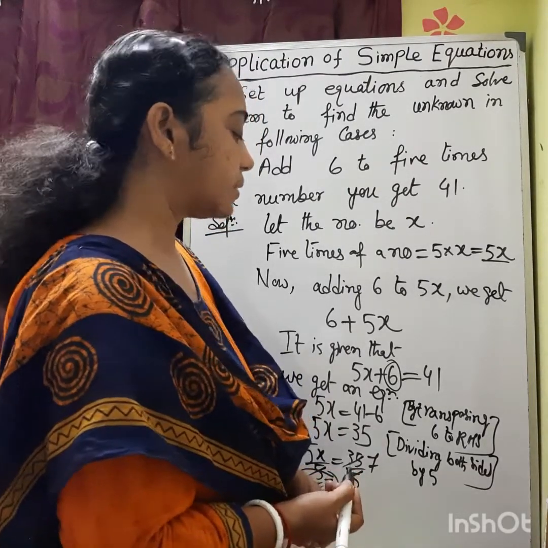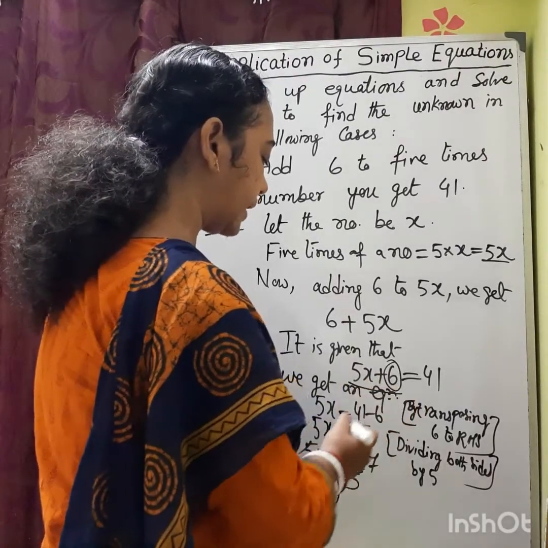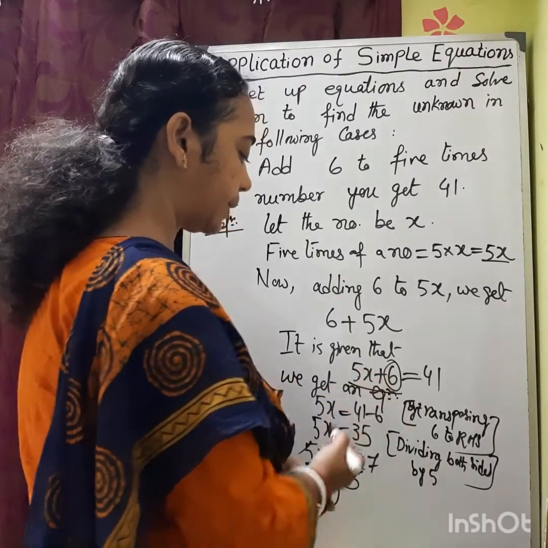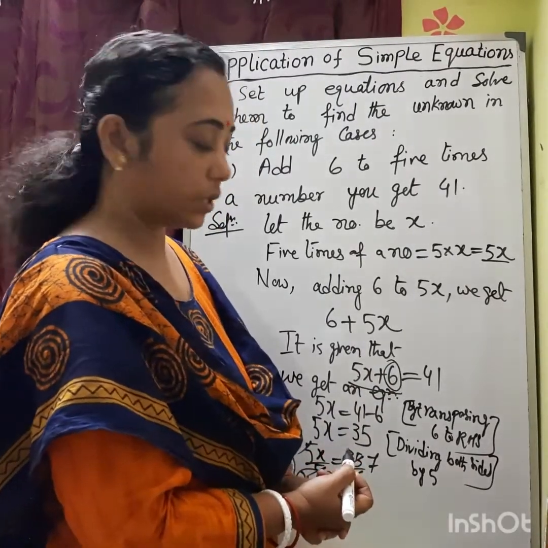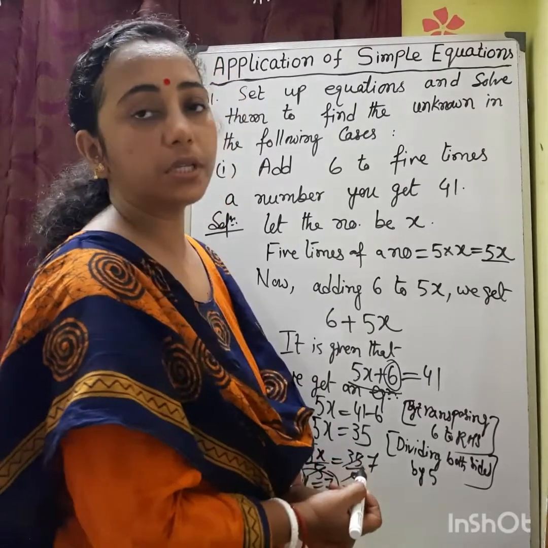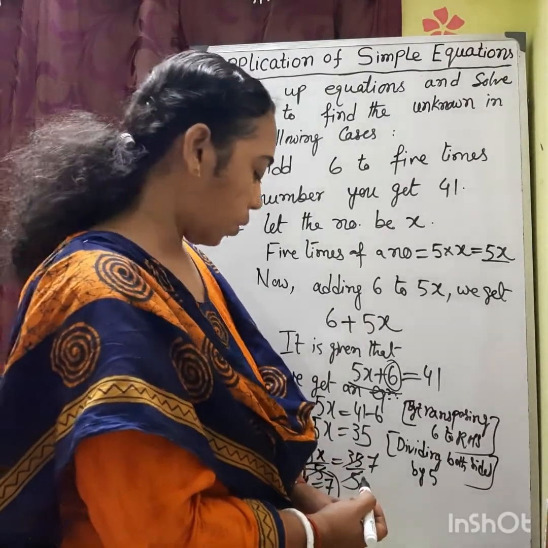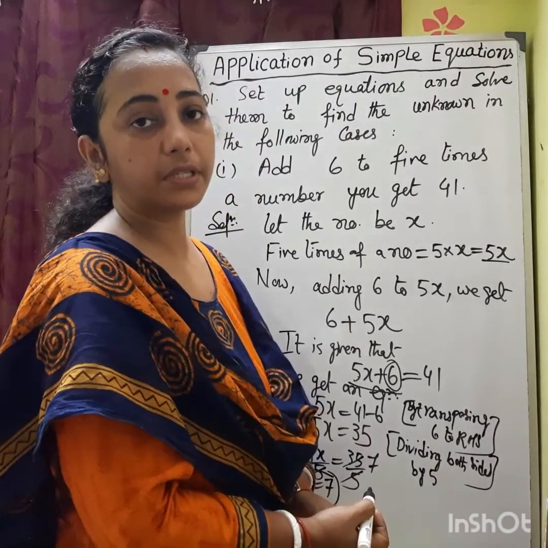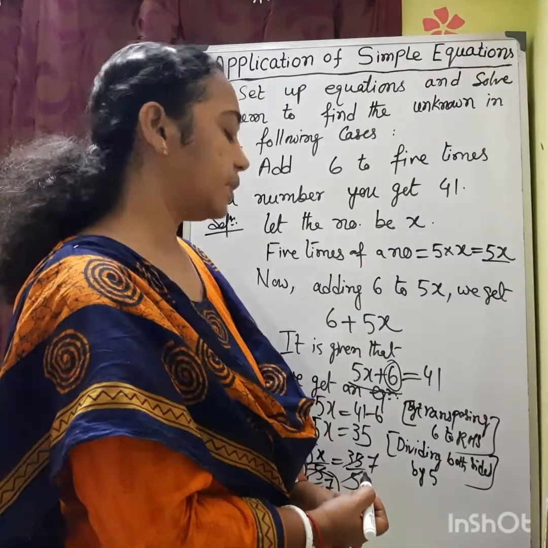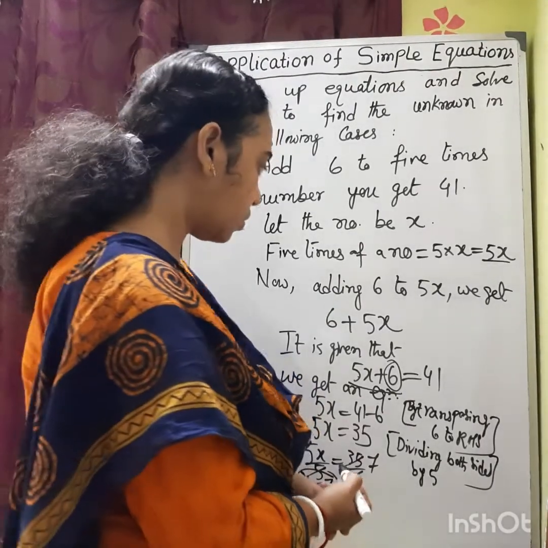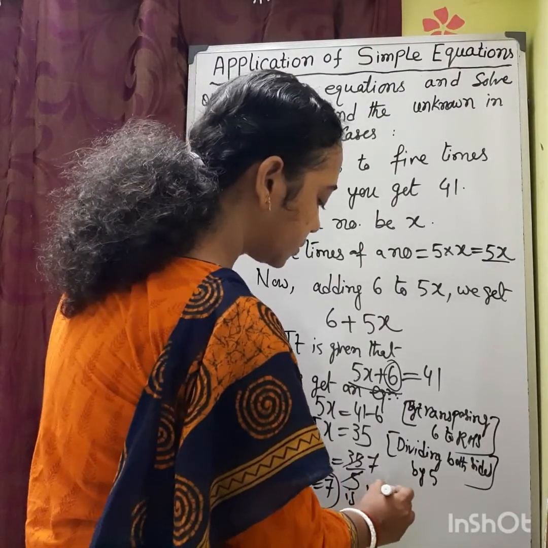Now let us check whether this solution is correct or not. So we put in the left hand side the value of x. We get 5 multiplied by 7, that is 35, plus 6, it is coming 41. So yes, we are getting the same result on both sides. That means our calculation is correct, or we can say that x equal to 7 is the correct solution, or the required solution of the given equation. So x equal to 7 is the required solution.